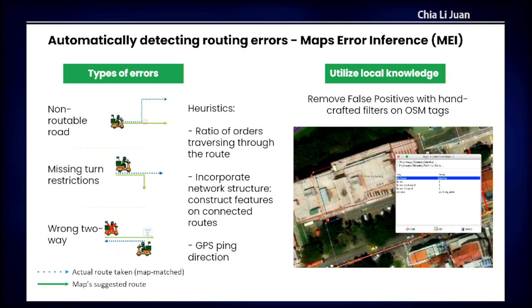Then we also have the green line, which is the route suggested by our routing engine. Some of the heuristics that we use: we look at the ratio of the orders traversing through the route. We also incorporate some road network structure, such as whether two OSM VIDs are connected, and if they are, the chance or ratio of orders actually traversing through them. We also look at the GPS ping direction that we can extract from the driver pings. In addition, we utilize local knowledge to reduce false positives from our outputs. These are usually handcrafted rules by our local map operation teams.